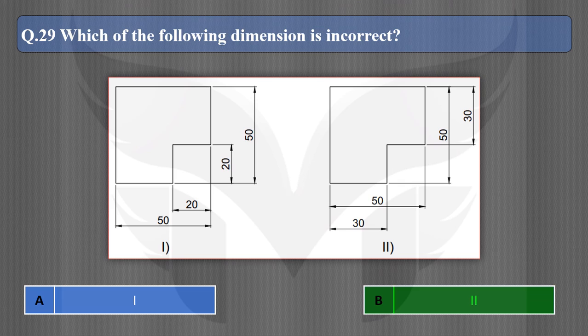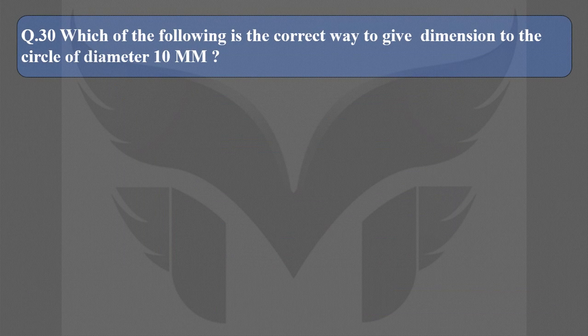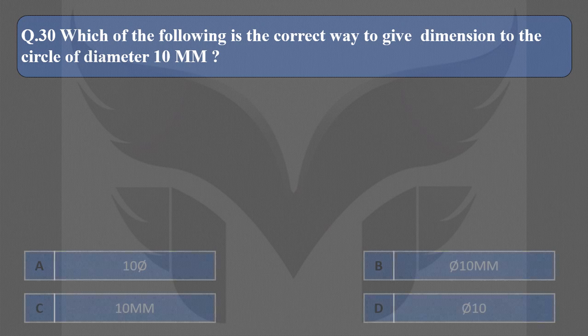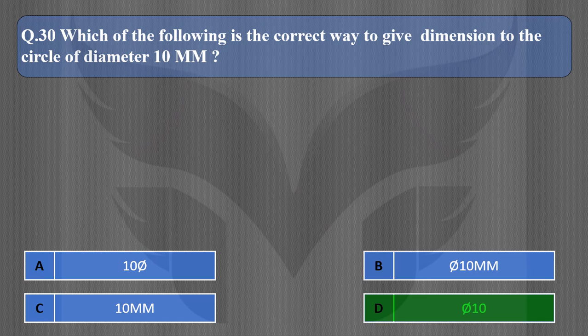Now, next question is, which of the following is the correct way to give a dimension to the circle of a diameter 10 mm? Here are the options, and the correct option is D, ∅10. Remember, the dimension should follow the symbol. That is, ∅ is a symbol and 10 is a dimension. So it should be ∅10. And do not give units while giving dimensions, like mm. Only give a dimension, that is the digit. And while giving a dimension to the circle, use ∅. Don't just write 10 because you are representing a dimension to a circle, and we always use the symbol ∅ to show the dimension to the circle.